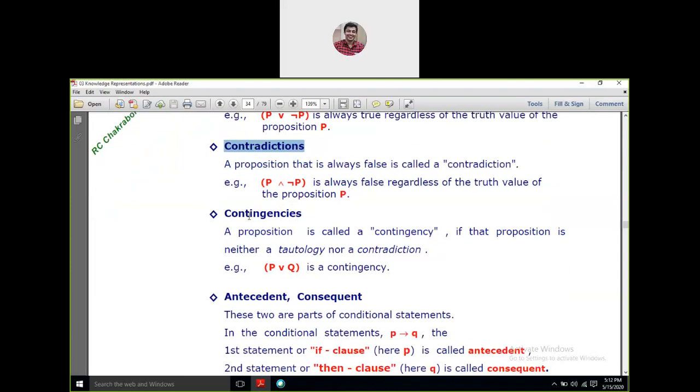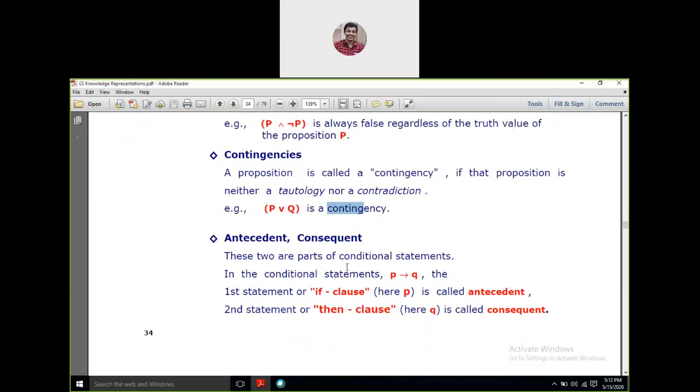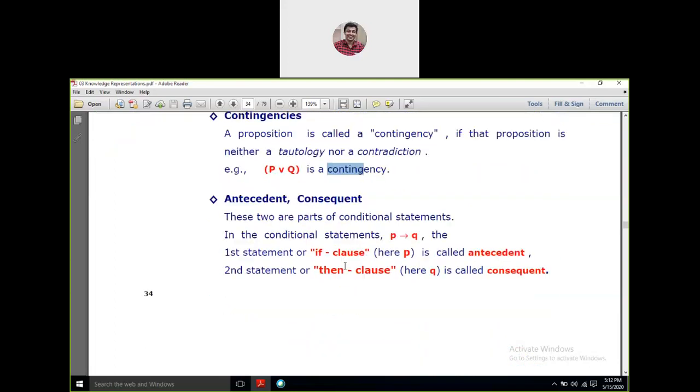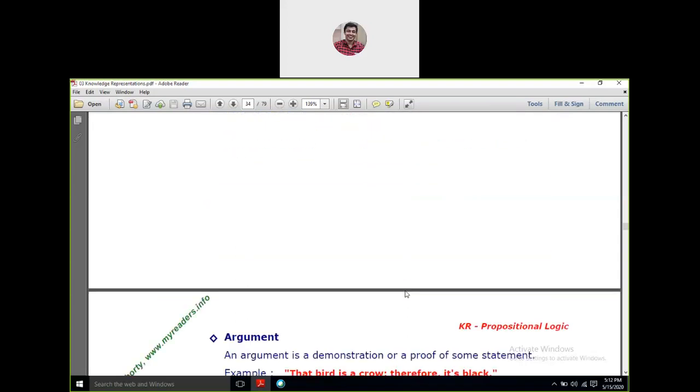I do have contingencies also. That means they can have variable values. So I can have P or Q as a contingency out here. Now we have already gone through the antecedent and the consequent part. The if clause is my antecedent part and the then clause is my consequent part. We have gone through all these things previously in detail.